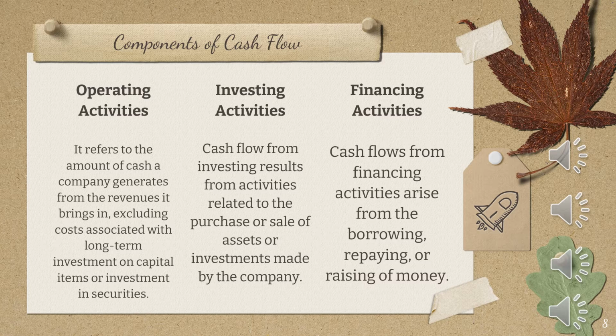Operating activities refers to the amount of cash a company generates from the revenues it brings in, excluding costs associated with long-term investment on capital items or investment in securities. Operating activities include the production, sales, and delivery of company's product as well as collecting payments from its customers. This could include purchasing raw materials, building inventory, advertising, and shipping the product.